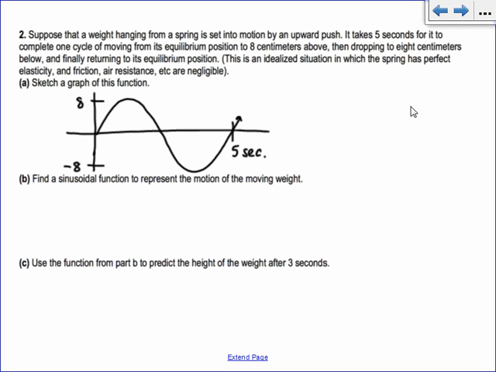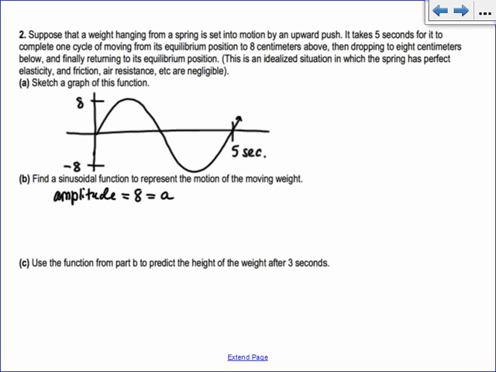So it says find a sinusoidal function to represent the motion of the moving weight. So you guys are getting pretty familiar with all of the pre-calc words. Do you guys remember what the word amplitude means? That's the height or the distance moved from the equilibrium position. So what's our amplitude? 8. That's going to be our A value.